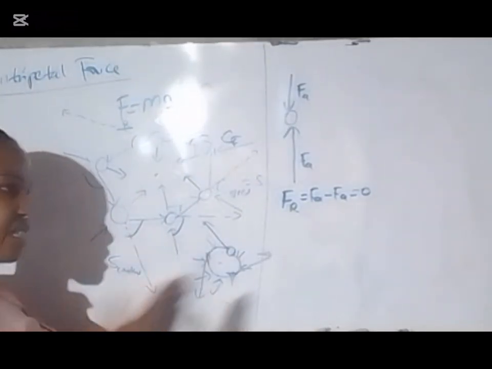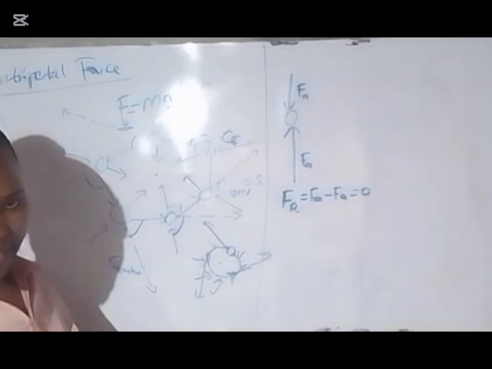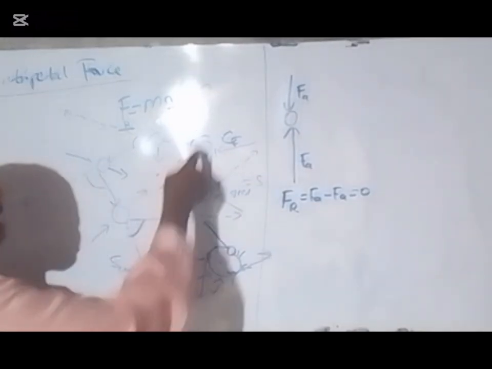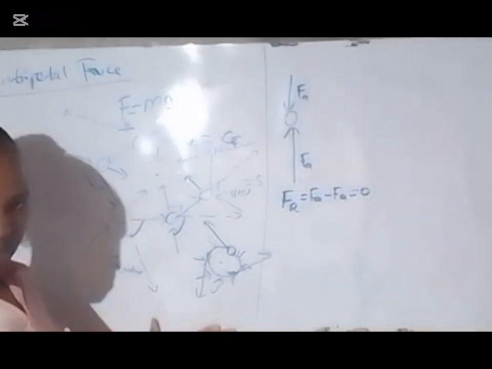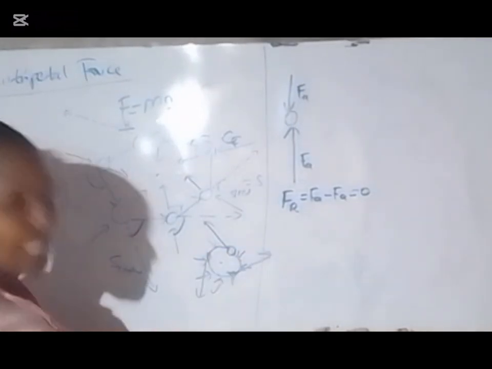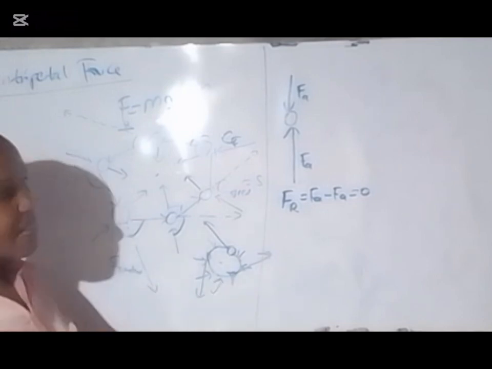So the centripetal force, first, is the one that causes the deflection. 2, it is directed towards the center of the circular path. 3, it is perpendicular to the direction of motion of the body, to the direction of velocity. And 4, it is the one that maintains an object on the circular path. That is very important.